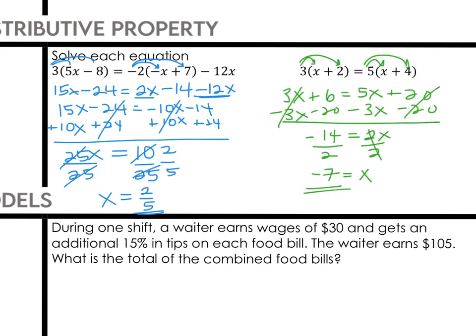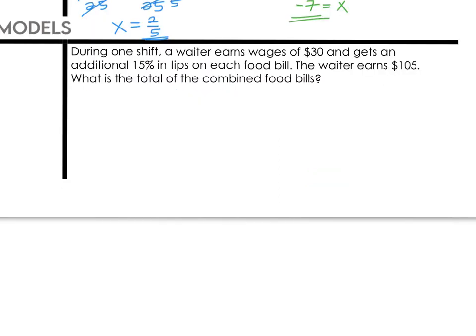If you got x equals negative 7, that is correct. Distributing the 3 in on the left and the 5 in on the right gives us a variable on each side. No matter if you move the 3x or the 5x over and then the 6 or the 20 accordingly, you should still get negative 7 as your result.